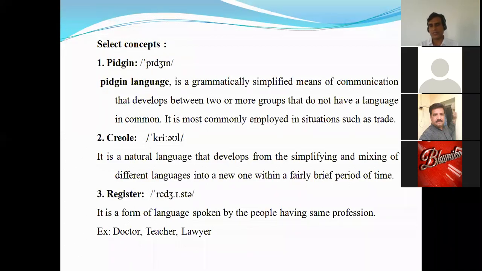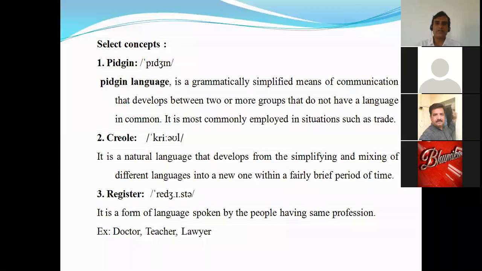Simply, in simple words, when I visit some other country for trade purposes, we use borrowed words for trade and commerce. This borrowed language is known as pidgin in English. But when this pidgin becomes the mother tongue of the next generation, it is called a Creole in English. So Creole is nothing but a pidgin that becomes the mother tongue of the next generation.